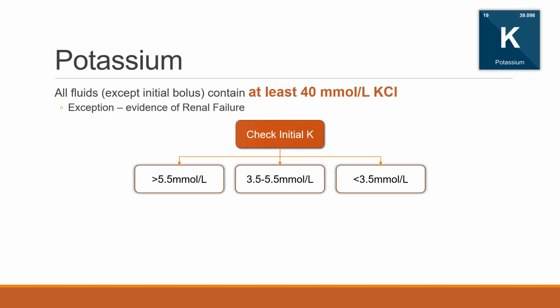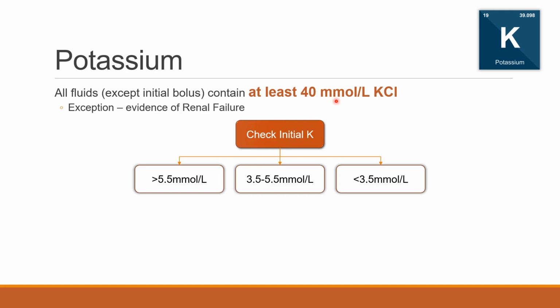So, some special points about potassium. All fluids except the initial bolus have to contain at least 40 millimole per liter of potassium chloride, that we have already discussed. The exception is evidence of renal failure. Why? Because when the kidneys have failed, the kidney might not be able to excrete this extra potassium load that is being given in the IV fluid.